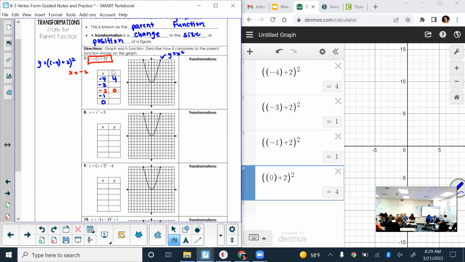And your y values should be 4, 1. We already have the vertex (-1, 4). We'll finish the rest tomorrow.